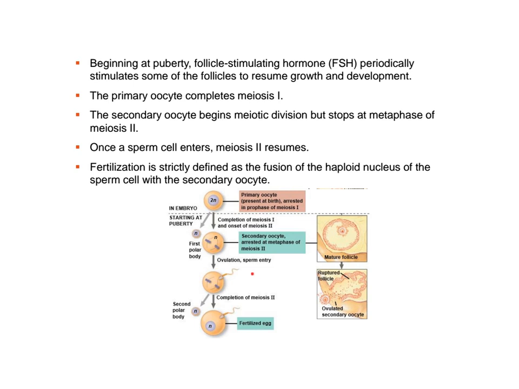Now, if this oocyte encounters a sperm, the sperm can enter, and that actually will trigger meiosis 2 to resume. And then finally, you have true fertilization, which is strictly defined as the fusion of the haploid nucleus of the sperm cell with the secondary oocyte that has completed meiosis 2.